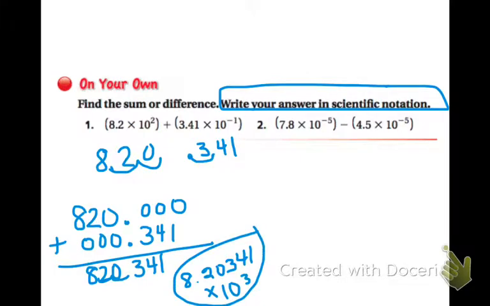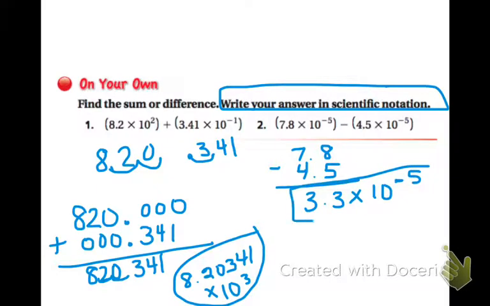All right, next one. They are the same power of 10. So we can take our 7.8 and subtract our 4.5. Okay, so we'll get 3.3, and then we get to keep the power of 10. So there's our answer. So that's going to be more similar to what you're going to do. You'll either be adding or subtracting the decimal part depending on what's going on between the signs, okay?